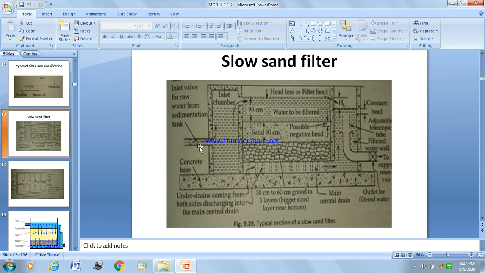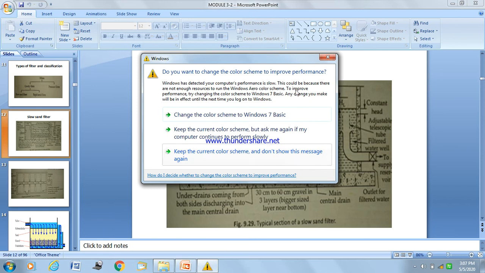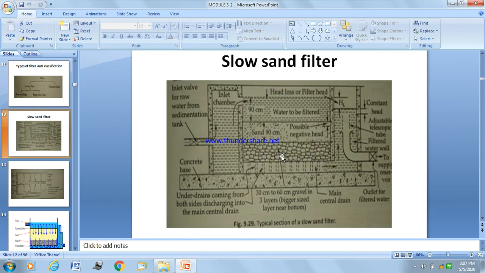Now there you can find the inlet here and a valve is present here. The valve is open and the water will pass into the inlet chamber, and from that the water is filtered from topmost portion to bottommost. Here there is this sand and gravel. Here it is gravel, and it is connected to a small lateral drain.